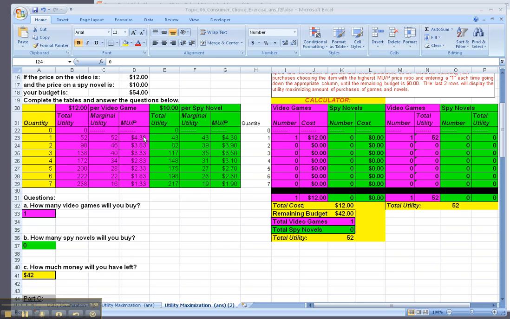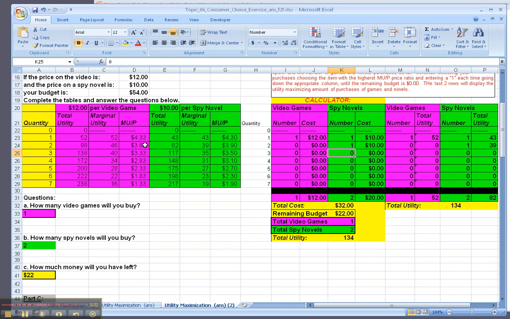Next good, comparing 4.30 to 3.83, we're going to go with the spy novels. Total utility of 95, still $32 left. What's next? Well, we could have 3.83 or 3.90. Go for 3.90. $22 left. We're at 134. We're still short of that 200.